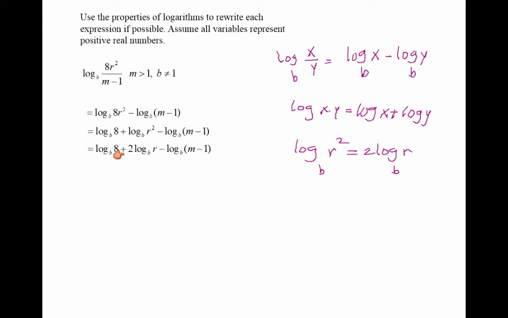So we expanded this to log of 8 plus 2 log of r minus log of m minus 1. If you look at these, make sure these are not a product, quotient, or power of some numbers. This is not, this is not, this is not, this is different, so we don't have any property here for that. As long as it's not a product, quotient, or power of something, it means you're done. We cannot expand them anymore.